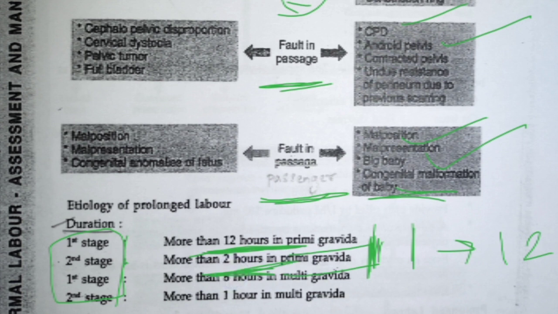In the second or third delivery, that is in multigravida, the count is different. In multigravida, the first stage should occur within 8 hours. For example, at 1 o'clock, if the woman has got her pain, within the next 8 hours, the crowning should occur. The first stage should get completed. And after that, within 1 hour, the baby should be born in the multigravida.